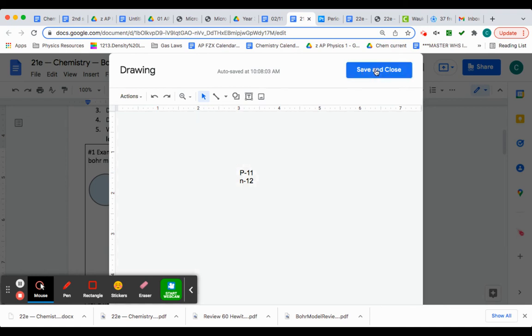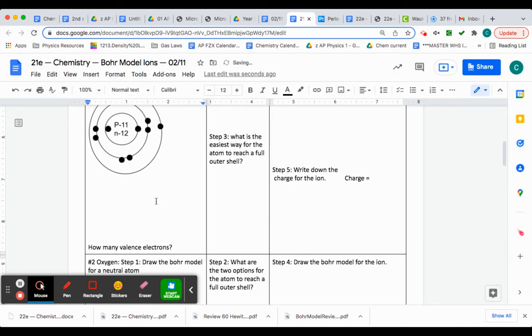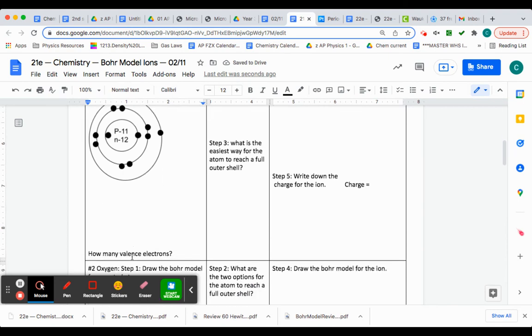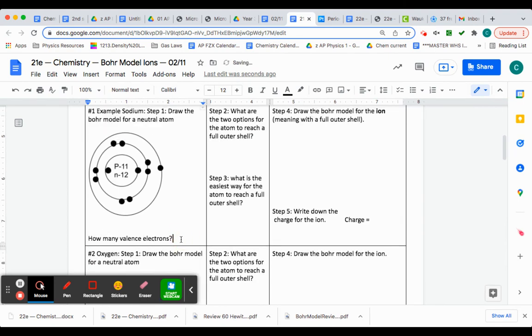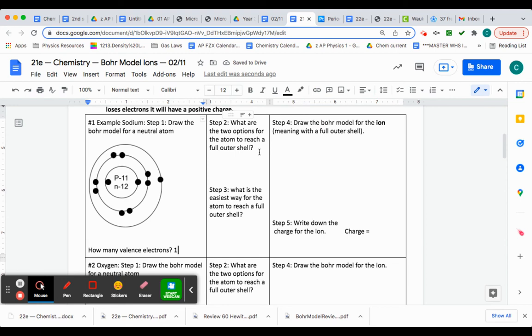That is finished. That is my Bohr model for my neutral atom of sodium. So yours should look like that as well. How many valence electrons? It's the number in the outermost shell. So for this, there is 1. Now, this is where it's getting new.